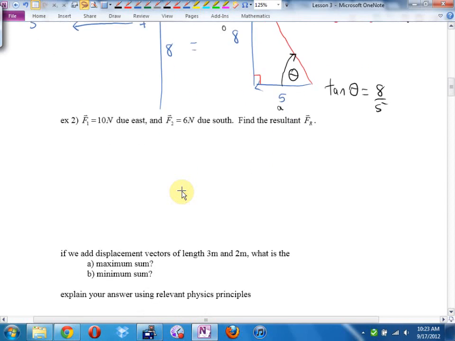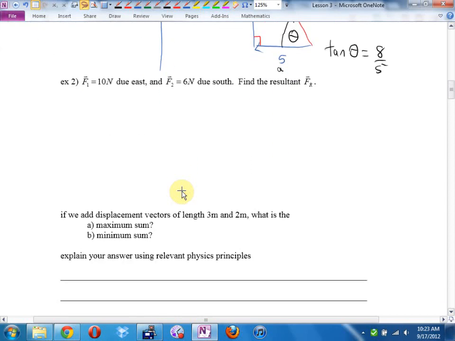Example 2. F1 equals 10 newtons due east. F2 equals 6 newtons due south. Find the resultant if we add them together. So can you add force 1 and force 2? Try it on your own. I'm going to freeze the screen and I'll do it up here. Let's see if we end up with the same thing.